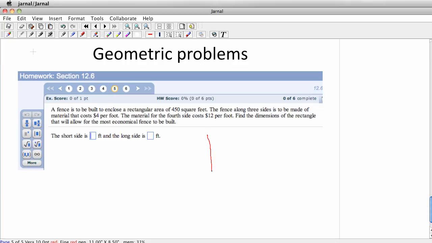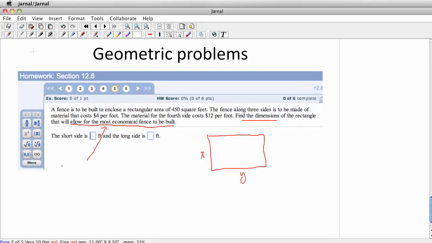The first step here is to draw a picture. We're trying to build a rectangular fence. We want to label the dimensions because that's what we're trying to find. We're trying to find the dimensions, so the dimensions ought to have variable names. We want to locate in the statement of the problem what it is we're trying to maximize or minimize. So we have to here think about what this means.